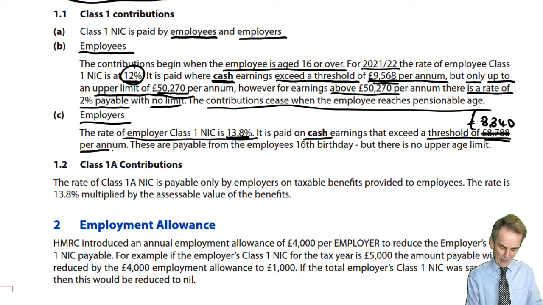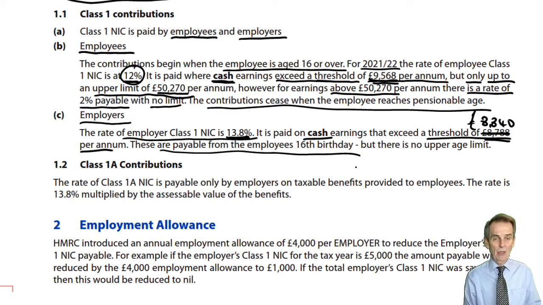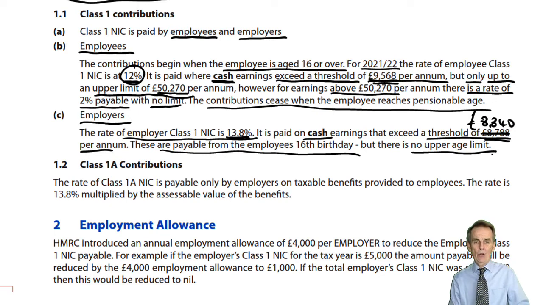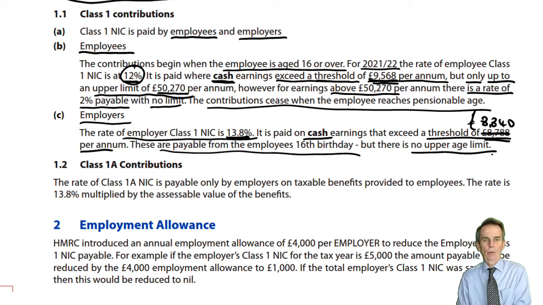And that again is per annum. These are payable from the employee's 16th birthday, like it was with the employee themselves, but there's no upper age limit. If you carry on working into your 70s or whatever, then the employer is still going to have a liability in relation to these secondary contributions. Again, as they are sometimes known, employee primary, employer secondary contributions.